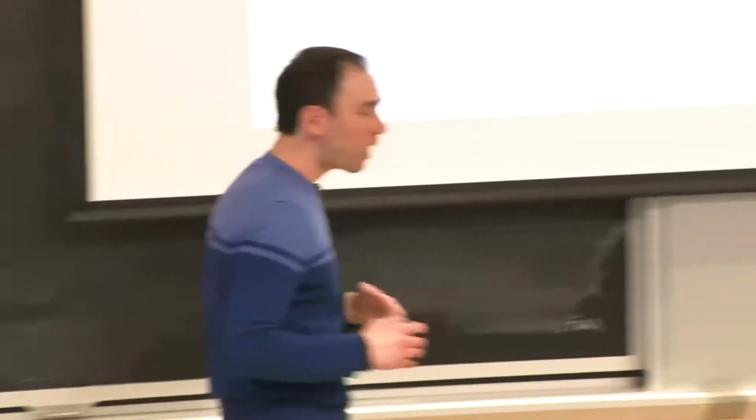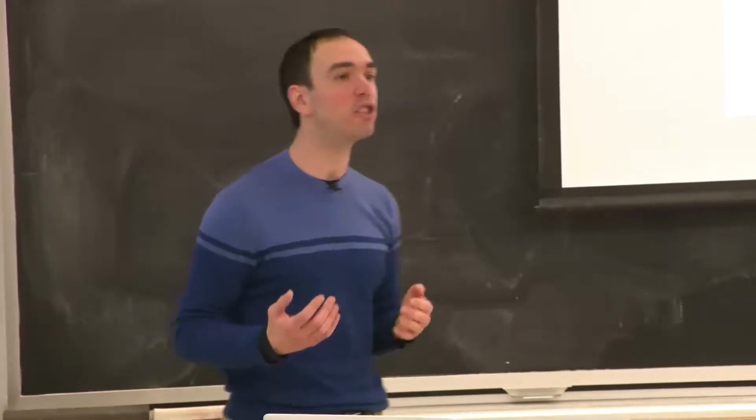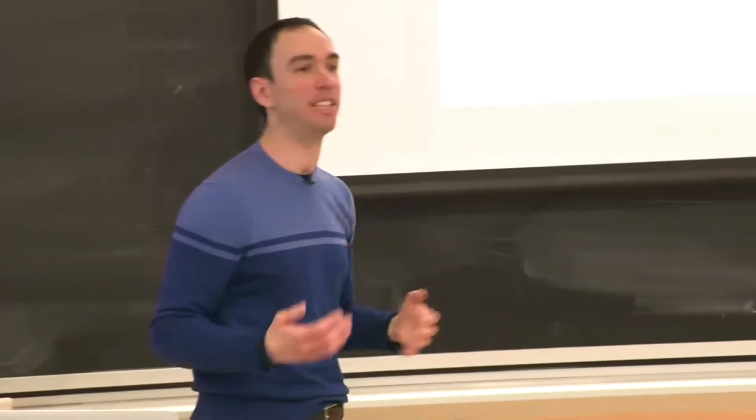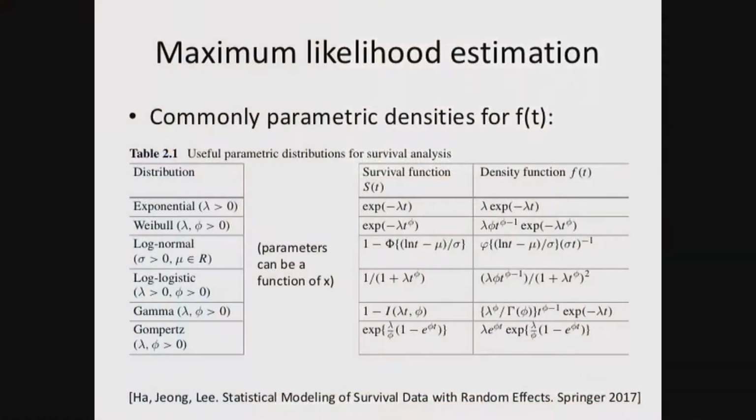Now, a key question that has to be solved when trying to use a parametric approach to survival modeling is, what should that f of t look like? What should that density function look like? And what I'm showing you here is a table of some very commonly used density functions. And what you see in these two columns, the right-hand column is the density function f of t itself.